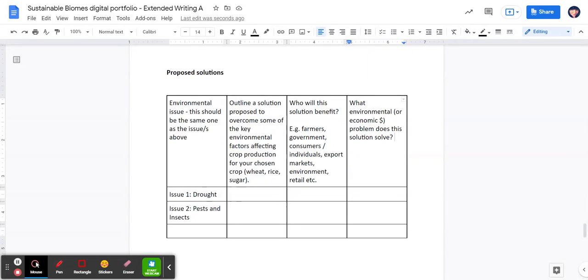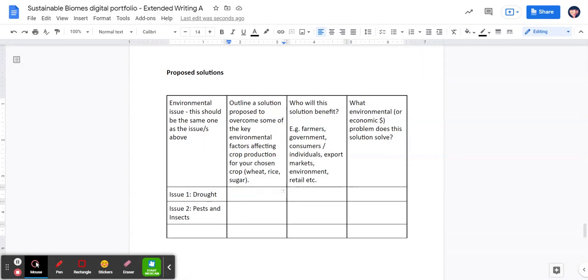To complete this planning and research cycle, we were going to also investigate what are some of the proposed solutions to the key issues identified. This could be something that already exists or something that you have thought about that might help improve crop production for a particular crop, such as sugar, rice, or wheat.